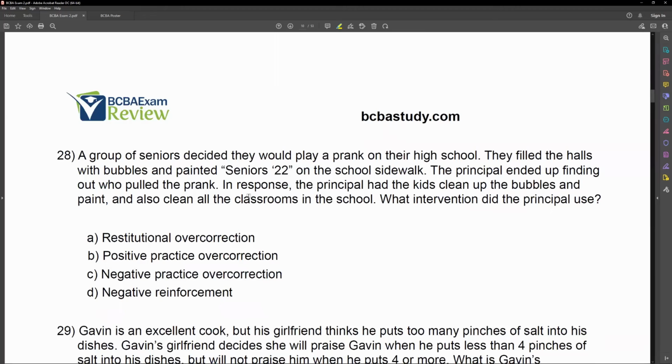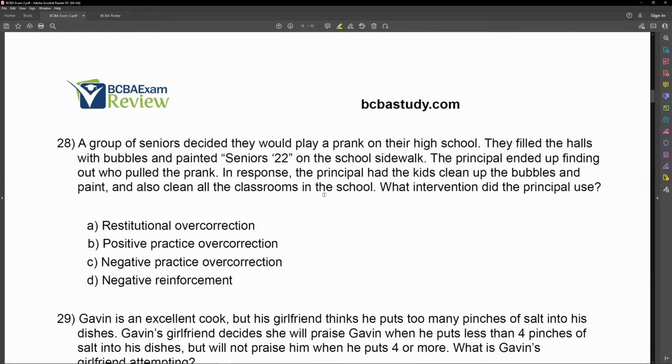28, a group of seniors decided they would play a prank on their high school. They filled the halls with bubbles and painted seniors 22 on the school sidewalk. The principal ended up finding out who pulled the prank. In response, the principal had the kids clean up the bubbles and paint and also clean the classrooms in the school. What intervention did the principal use?